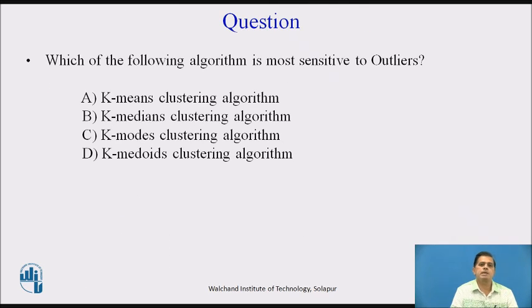After studying all this about the K-means algorithm, there is a question for you. Which of the following algorithms is not sensitive to outliers? Options are: A, K-means clustering algorithm; B, K-medians clustering algorithm; C, K-modes clustering algorithm; D, K-medoids clustering algorithm. Think on this question and give the answer.